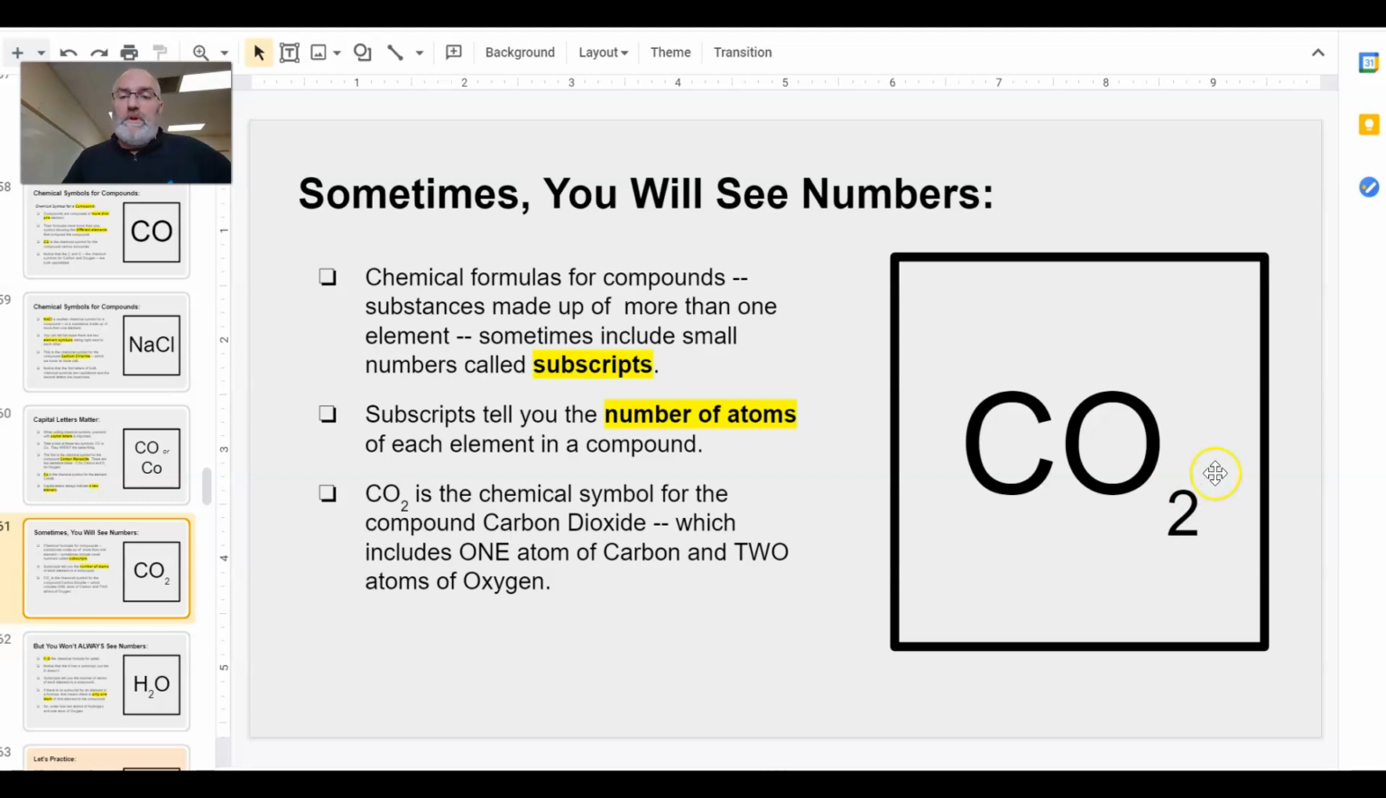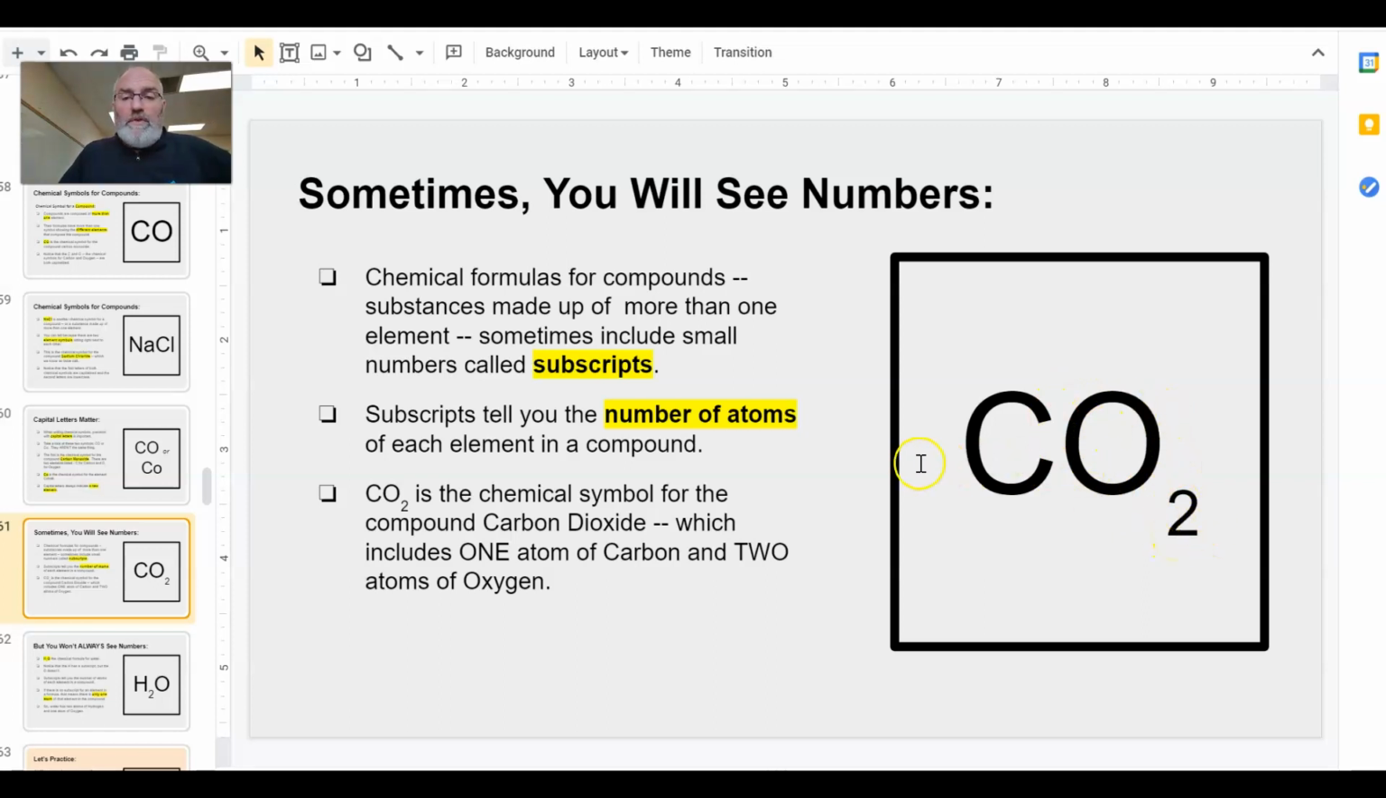Okay, those subscripts are telling you a little bit about the number of atoms of an element that appear in a compound. Okay, let me say that again. It tells you the number of atoms of an element that appear in a compound. So in this particular case, when we see O2, what that's really telling us is that there are two atoms of oxygen inside of this compound. Do you guys get that?